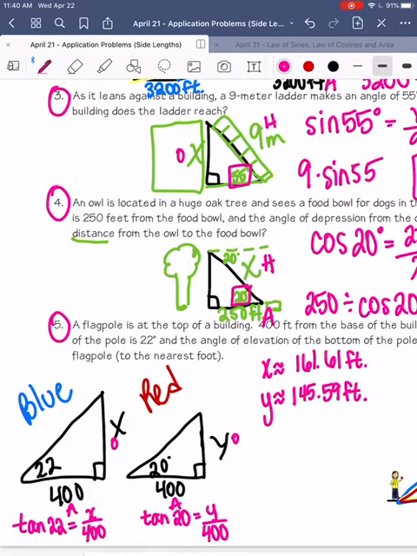Okay, because you're multiplying on both of those. So you should be doing 400 times tan 22. And then you should be doing 400 times tangent 20. That's how you get the X and the Y.